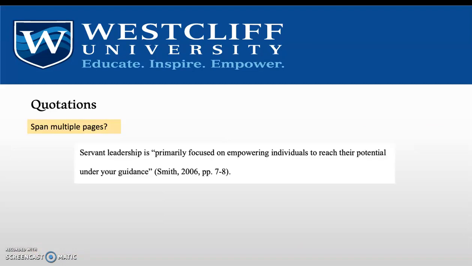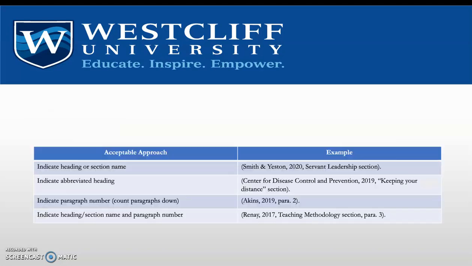Quotes that span multiple pages would look like so, PP, and then there's a dash between the pages. If there's no page number for a quoted phrase, there are multiple acceptable approaches with this. So they can indicate the heading or the section name. So you see here, same initial information, author's last name, the year, and then here is the section. The section title is in title case and section itself is lowercase.